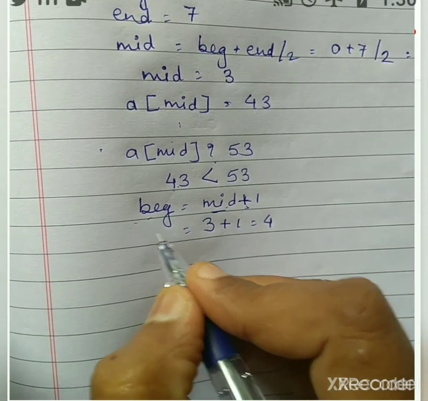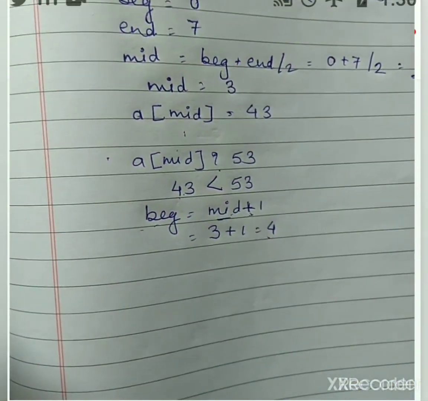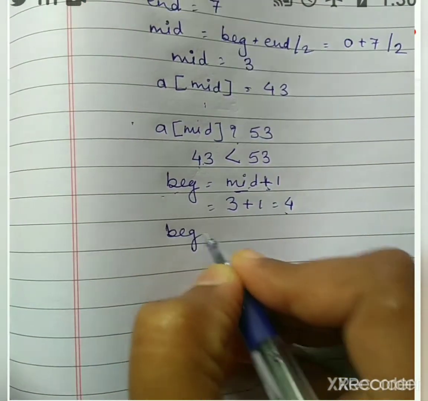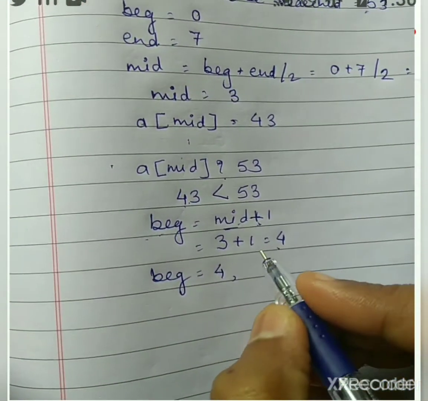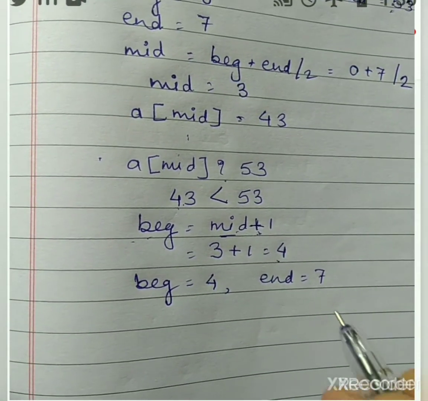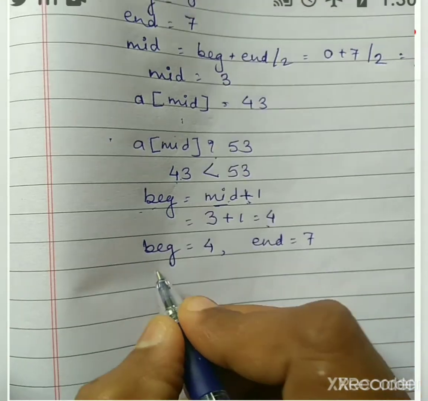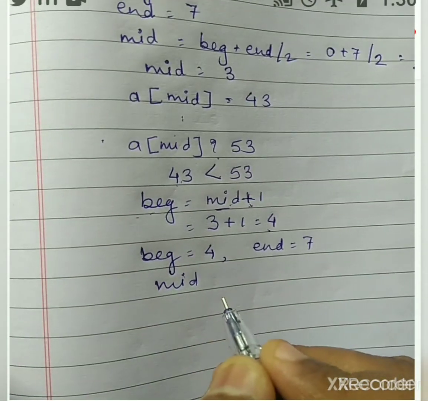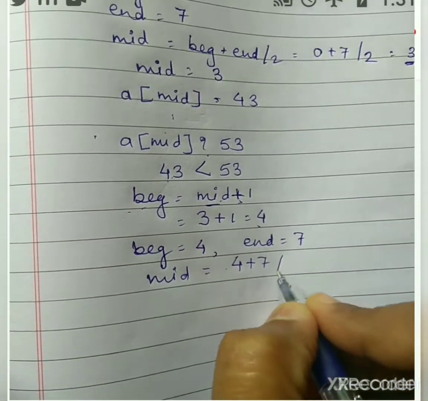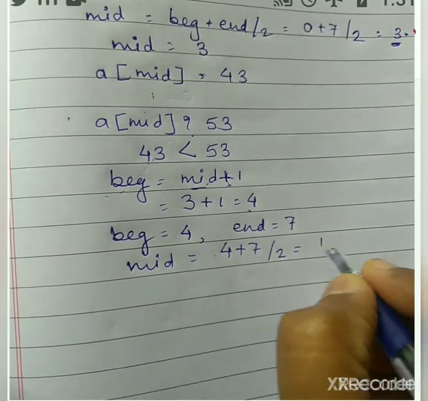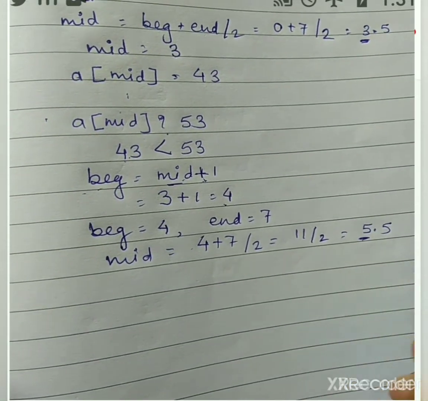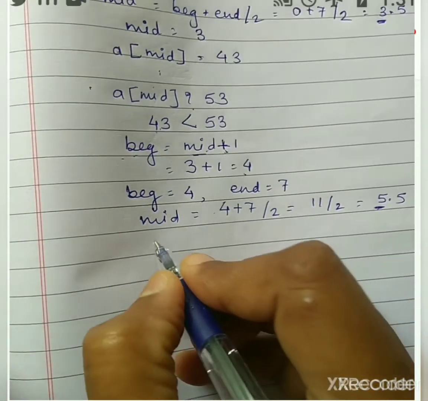We are just changing the beginning, so write down that beginning equal to 4. The end will be the same, 7 as it is. We are not changing the end. So beginning equal to 4, end equal to 7. Again recalculate the mid. Mid equal to (beginning plus end) divided by 2, so 4 plus 7 divided by 2 is 11 divided by 2, so it is 5.5. We take 5 as a complete number. So now mid is equal to 5.